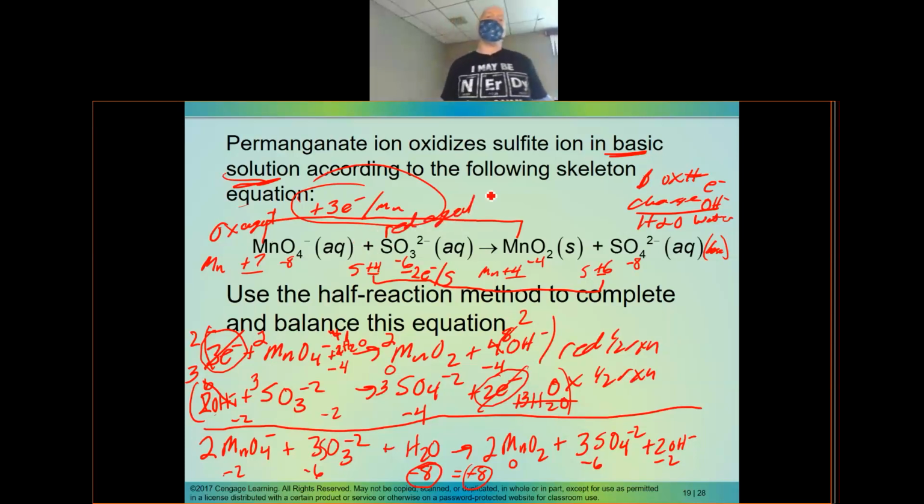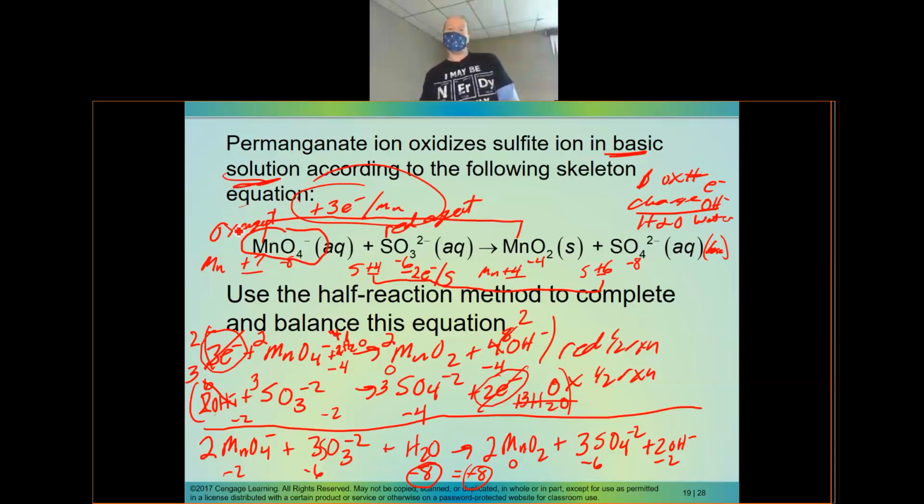And the agents are always the reactant. Do not say that Mn is an oxidizing agent. No, Mn is not an oxidizing agent. It has to be the reactant. Mn is not even a reactant or a product. All right, that is in one of our reactants.